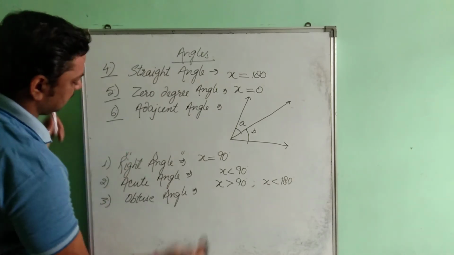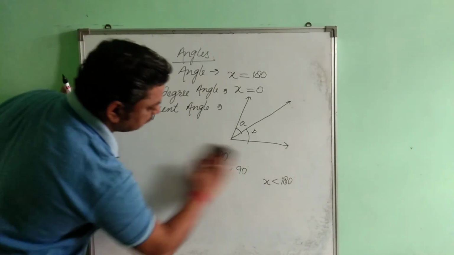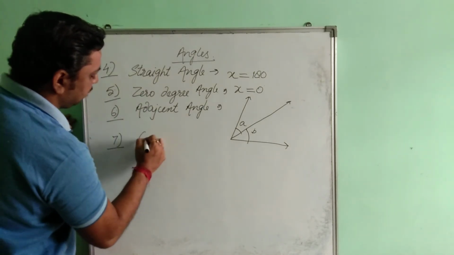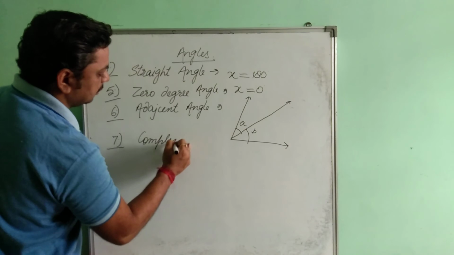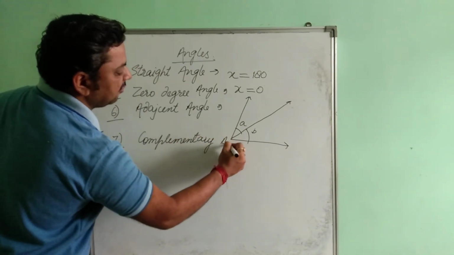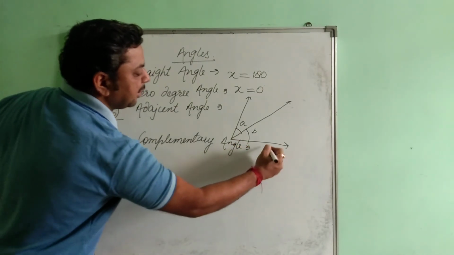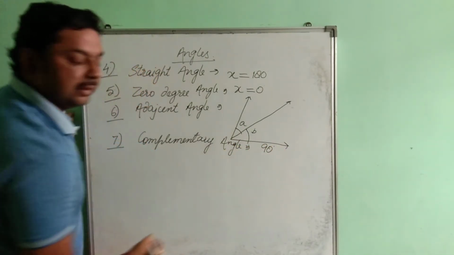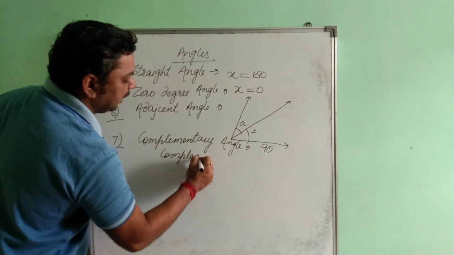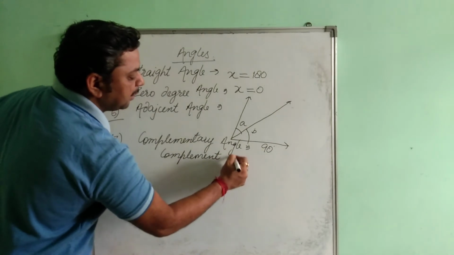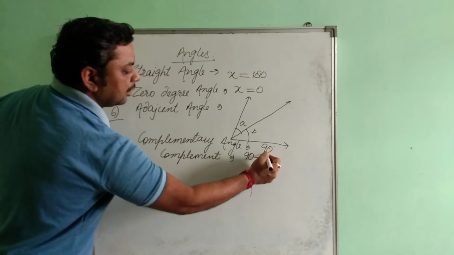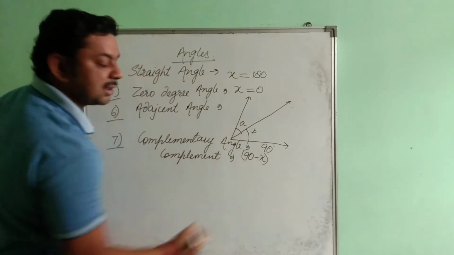Then comes the seventh one, complementary angle. When we are talking about complementary angles, the sum is 90 degrees. Clear? Then the second name of it, complement. Complement will always be 90 minus x. Clear? That will always be 90 minus x.